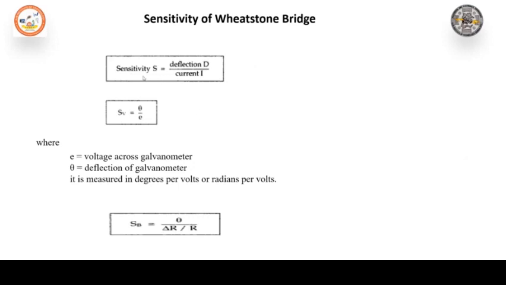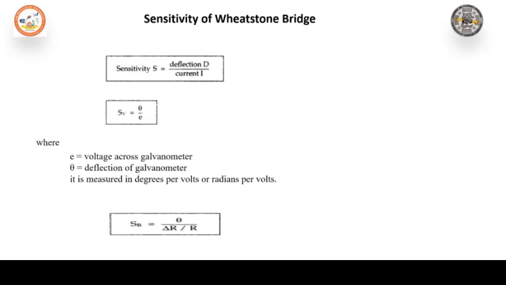You can look at this. Sensitivity S is equal to deflection D divided by current I. Now, as the current is in microamperes and deflection can be measured in mm, radians or degrees, the sensitivity is expressed as millimeter per microamp or degrees per microamp. It's very, very important to understand. Please look at the measurement, because we are talking about the measurement subject. The greater the sensitivity of a galvanometer, the greater its deflection for the same amount of current.